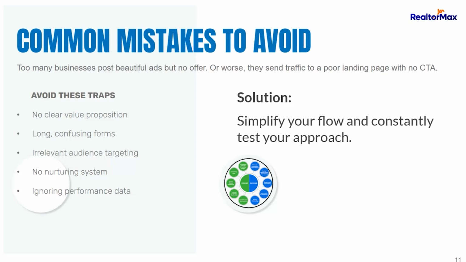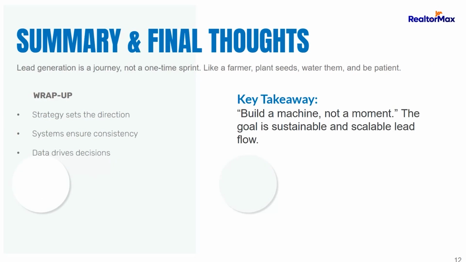So the solution to all of this is: simplify your flow and constantly test your approach. Basically, simplify your flow and constantly test your approach. That's the solution to all of that. Summary and final thoughts. Now, lead generation is a journey, not a one-time sprint. Like a farmer, they plant seeds, they water them, and they are patient for them to grow. It's a journey. It's not something you just do and get a result automatically. No. So what do you do? Strategy sets the direction.